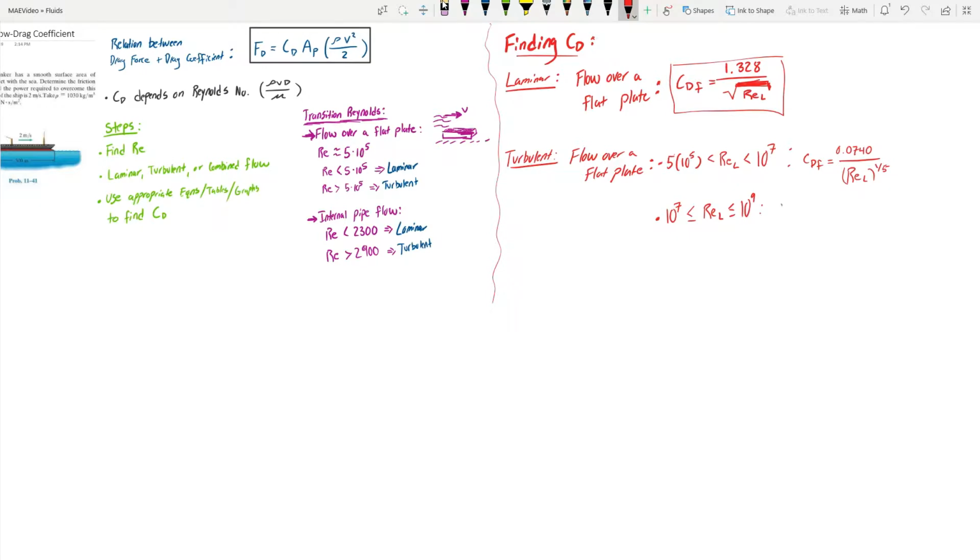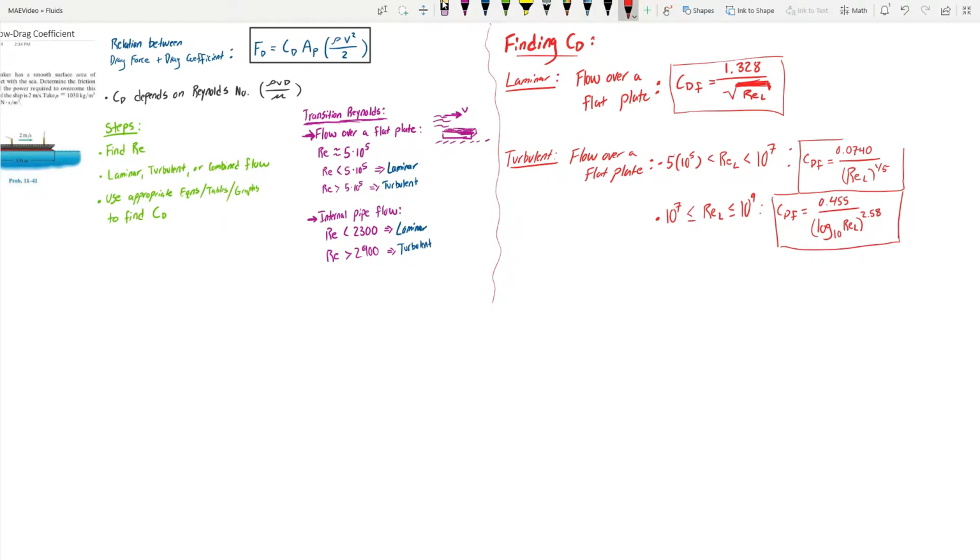And in this scenario, our drag coefficient can be found from this expression: 0.455 divided by log base 10 of your Reynolds number based on length, all raised to the 2.58. So remember, these are for flows over flat plates for turbulent flows.